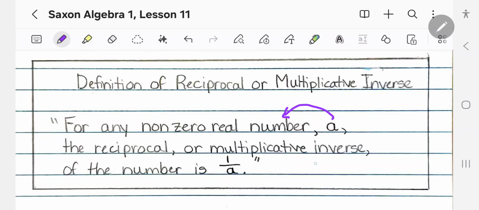So just another example here. If the number is 5, the reciprocal would be 1/5. If the number is -5, then the reciprocal would be 1/-5 or -1/5. You could put the negative wherever you wanted, it would be the same. So they're just giving you the definition with variables so you can generalize it to all numbers.